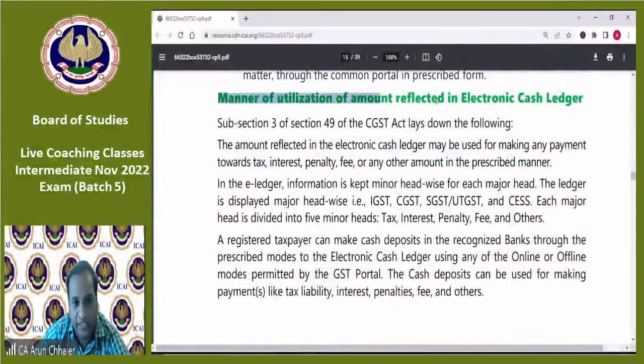Manner of utilization of amount reflected in the electronic cash ledger. The amount reflected in the cash ledger may be used for making the payment toward the tax, interest, penalty, fees, or any other. In the e-ledger, information is kept minor head-wise for each major head. The ledger is displayed major head, that is IGST, CGST, SGST, and cess. Each major head is divided into 5 minor heads.